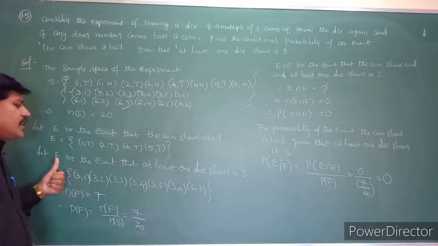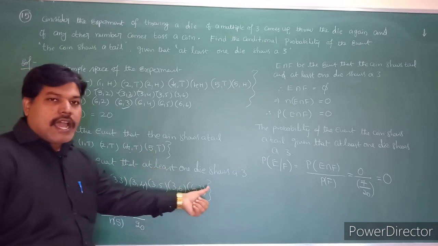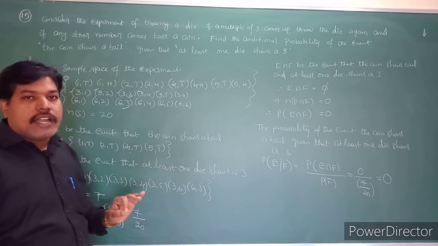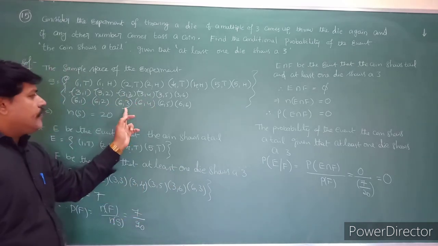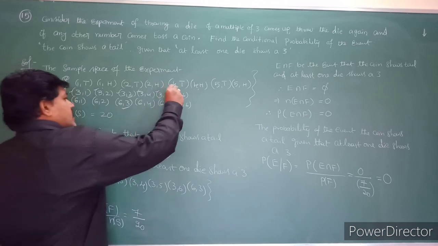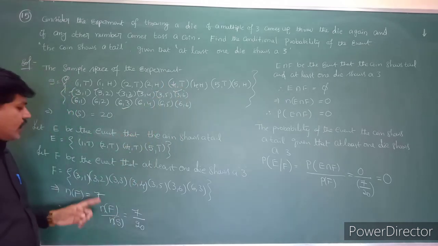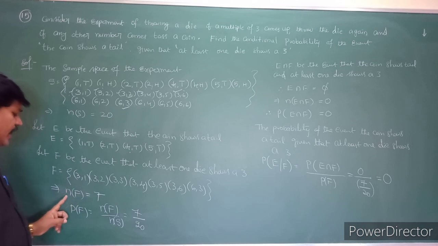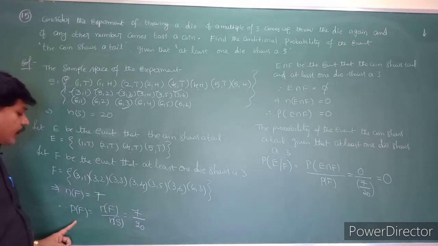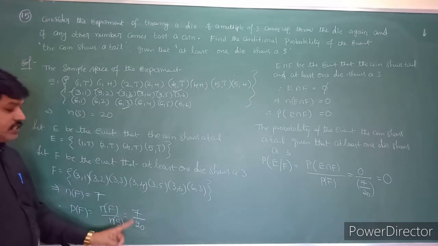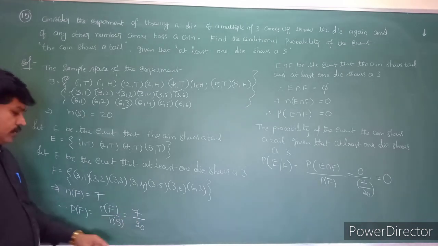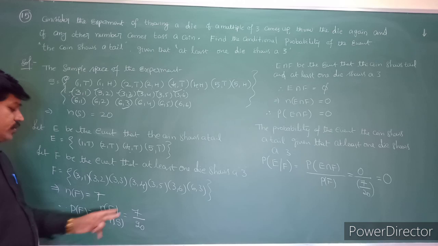Let F be the event that at least one die shows a 3. So what is that? It is 3,1; 3,2; 3,3; 3,4; 3,5; 3,6, and this is also there, 3,6 and 3,6 again. Total 7. So n of F is equal to 7. So the probability is n of F by n of S, that is 7 by 20.